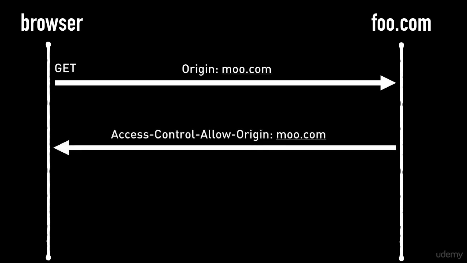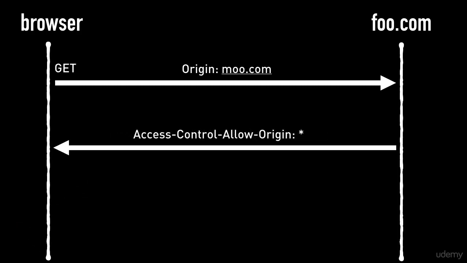And for CORS to take effect, the response has to have the header Access-Control-Allow-Origin. And if the value of that header is moo.com, or I should say if the value of that header is the same as the value of the origin header that was sent in the request, i.e. the same domain, then the browser lets that response propagate through your application and basically passes it back to your JavaScript code and essentially lets your application run.